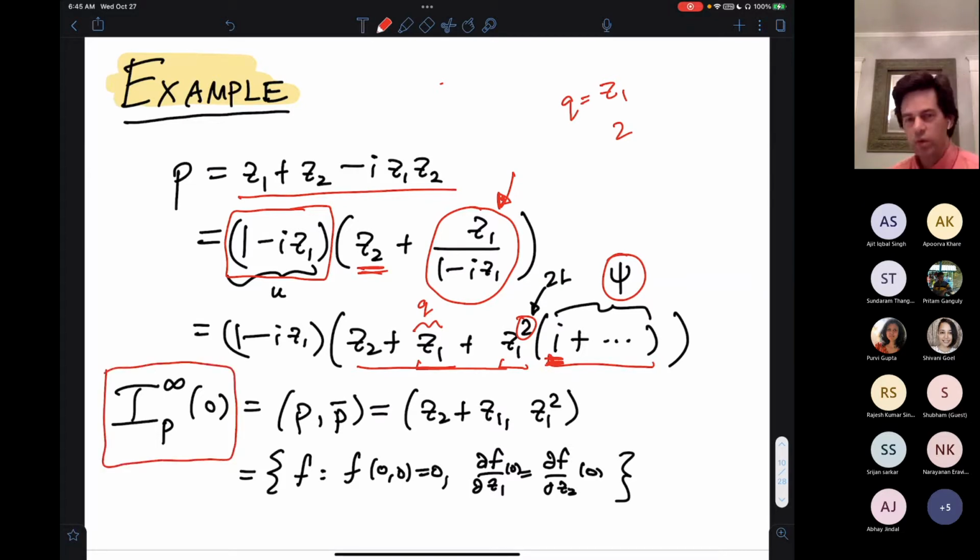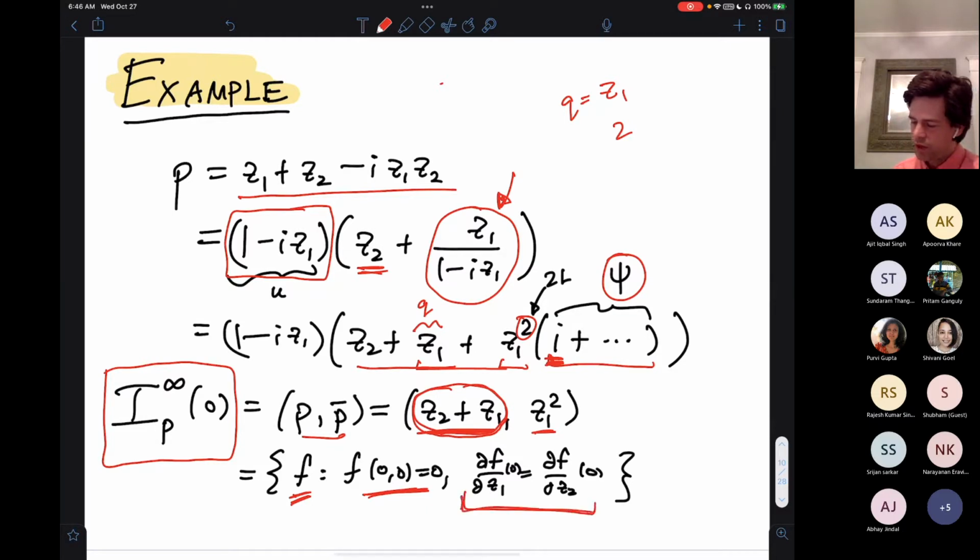The ideal of admissible numerators is just the ideal generated by P and P bar, which if you play around with P and P bar, you can show that it's the same as the ideal generated by Z2 plus Z1 and Z1 squared. So it's a pretty simple ideal, obviously. You get polynomials that have to vanish at the origin. And then the non-obvious condition is that since they're generated by this polynomial, in their homogeneous expansion, F would have to start out as something like a coefficient times Z1 plus Z2, because I need these two partial derivatives to be the same. And then basically after that, it's unconstrained.